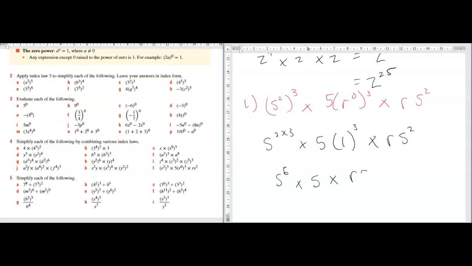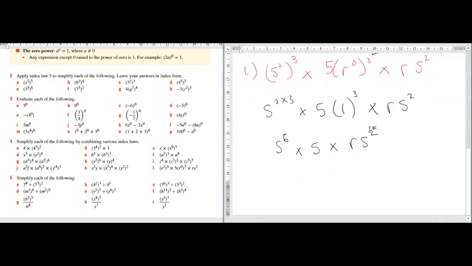Try not to get your 5s and your s's mixed up. Okay, so we've got r's and we've got s's. So let's do our s. S first, so 6 and 2 is 8, and then r. Now, probably a good idea to put this in alphabetical order, but you don't have to, because r comes before s. So 5 r s to the power of 8. I feel like I've missed something, but I'm going to move on anyway.